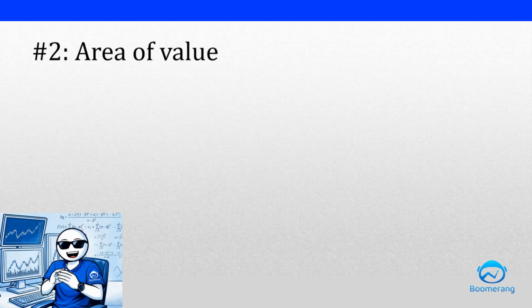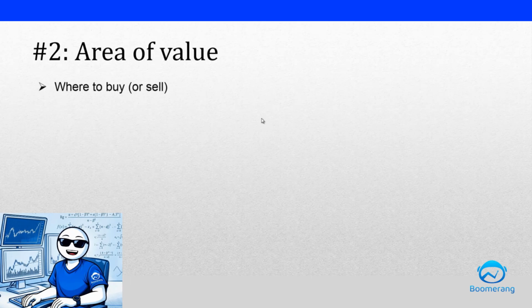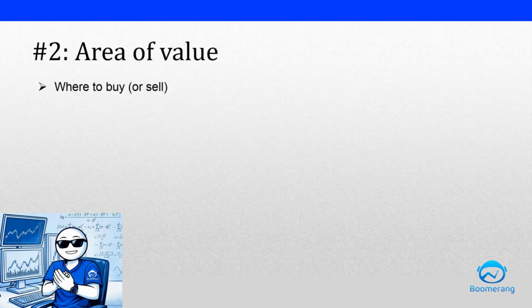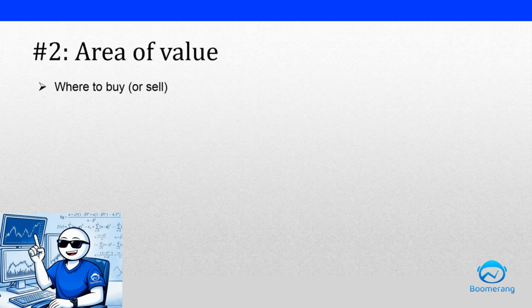Okay, so the second thing is what I call an area of value. So this, in essence, tells you where to buy or sell. Market structure previously tells you what to do. Should you be looking for buying opportunities or selling opportunities? But it doesn't mean hit the buy button. No, you are only looking for opportunities, whether to buy or sell. For this one, it tells you where to buy or sell. The keyword here is where on the chart to buy or sell.